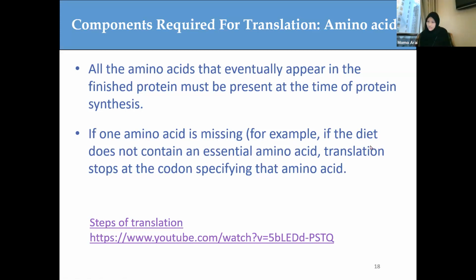CFTR is considered a frameshift mutation. Okay, no, because you're removing 3 bases from the whole sequence. So it doesn't change the sequence of the other amino acids because it's read by 3. Yeah, so it's just a deletion.